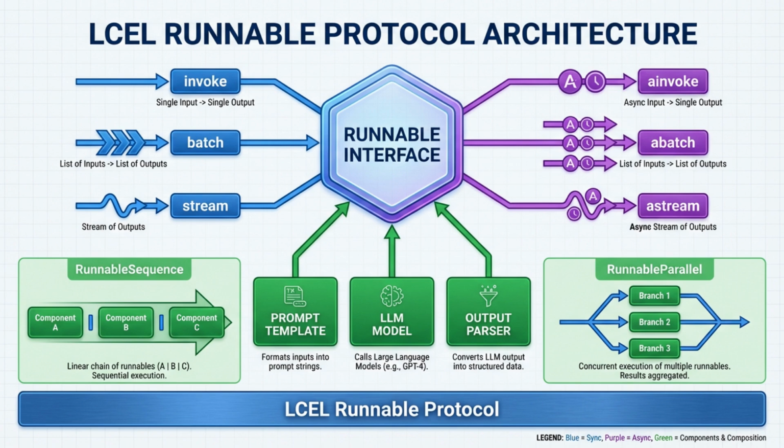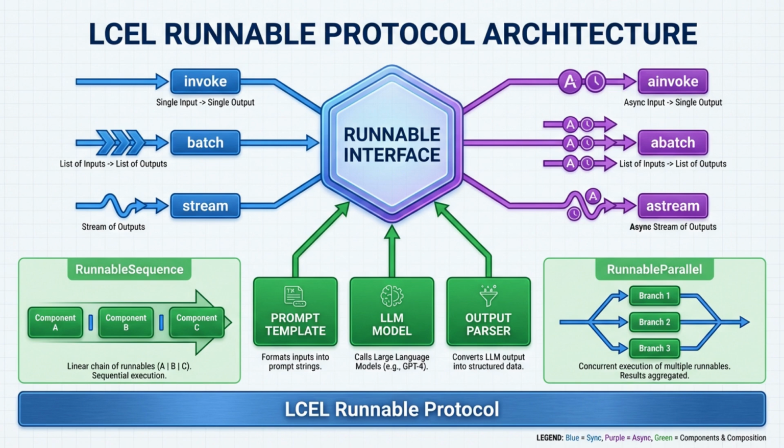Second pair, batch and a-batch. These process entire lists at once. Perfect for that nightly job analyzing 1,000 customer reviews or scoring hundreds of support tickets for urgency, all in parallel instead of looping one by one.